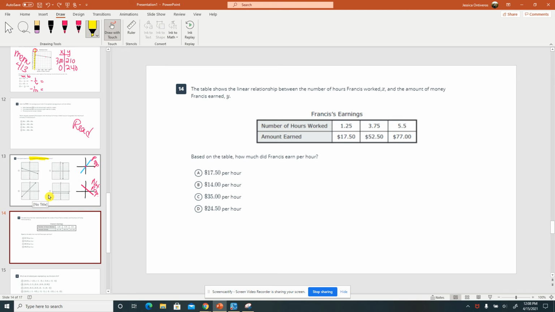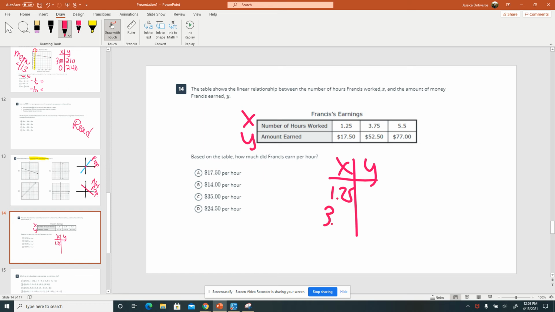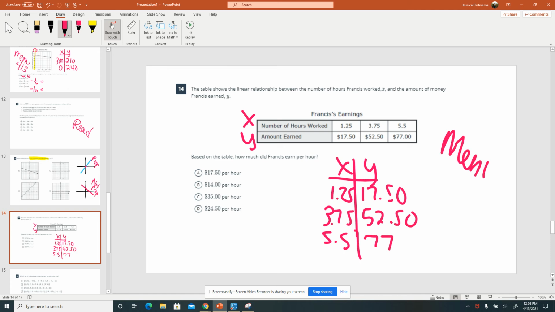For number 14, you have your X values, your Y values. Make sure that you put them vertically so that you can see them better. And you do not make a simple mistake. And then you do it over menu 413.